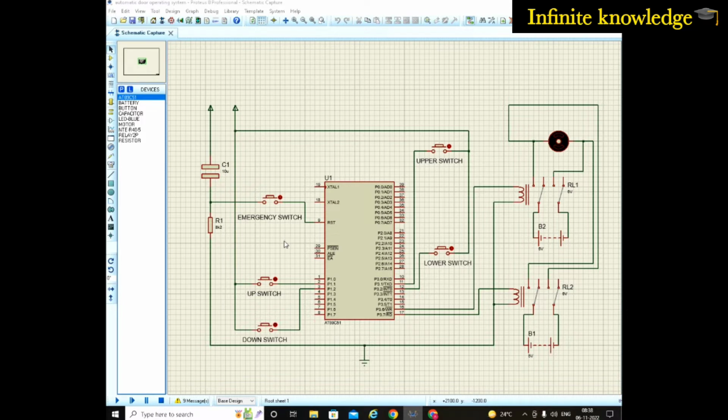Today we're going to talk about one of the leading topics in 8051. You can use this project as a mini project or as a major project, if you are going to the hardware side.